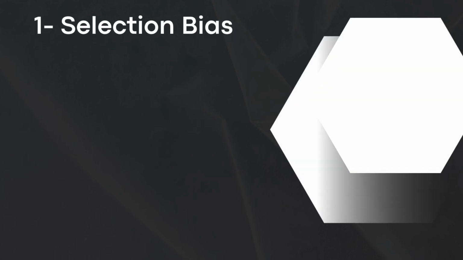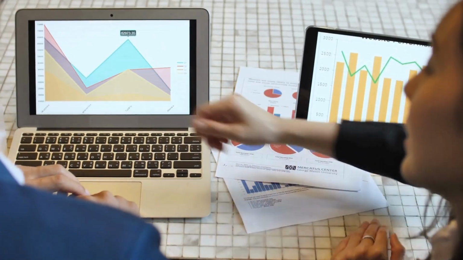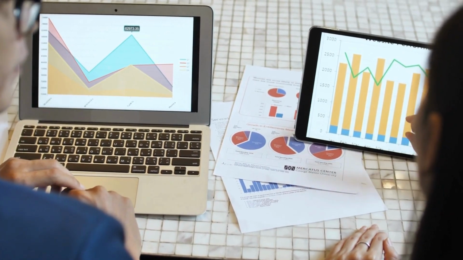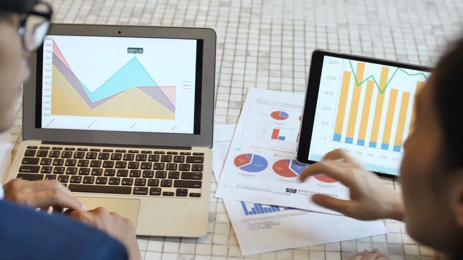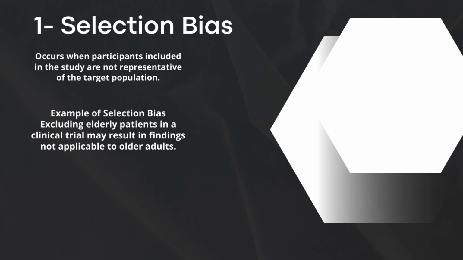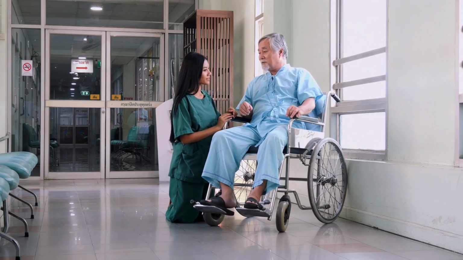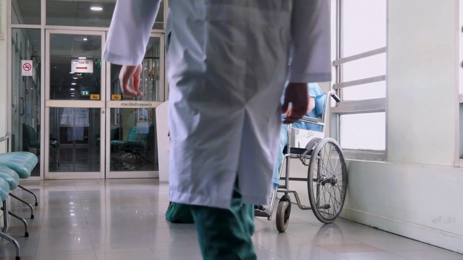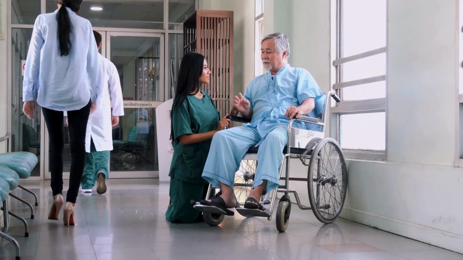Selection bias occurs when participants included in the study are not representative of the target population. And this can result from non-random participant selection or from systematic exclusion or inclusion of specific groups. An example for this is in a clinical trial for a new drug. Excluding elderly patients, for example, can lead to results that are not really applicable to the broader population, particularly older adults, who may have different responses to treatment.